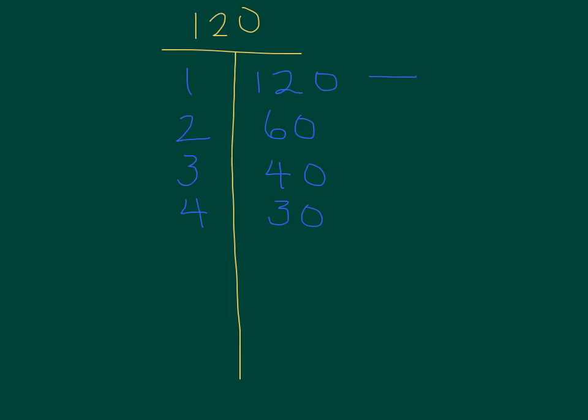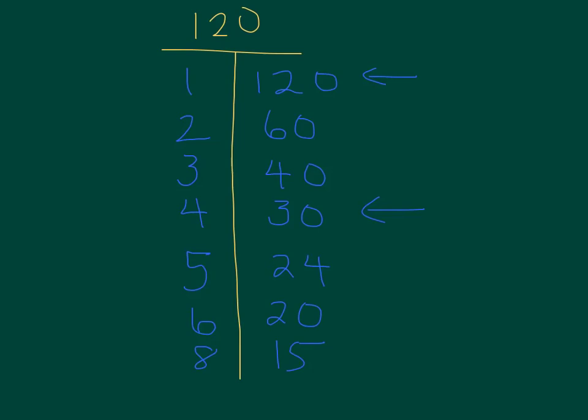Can you already see that the numbers are getting closer to each other? The factor pairs are getting a lot closer, so we know that we're getting closer to when we're going to be all done. 5 goes in 24. 6 goes into 20. 7's not going to go in. 8 will go in 15.